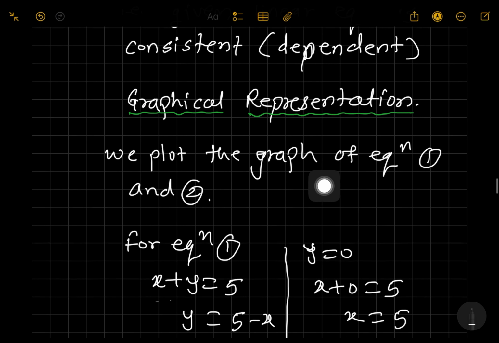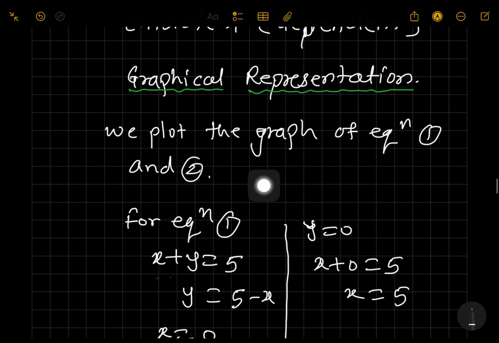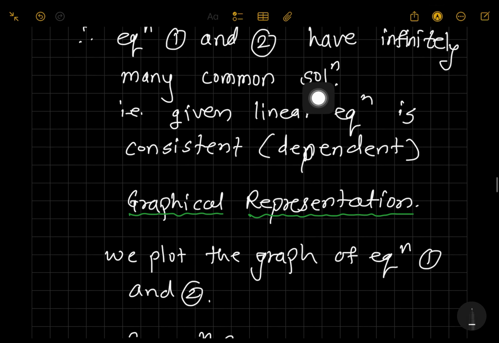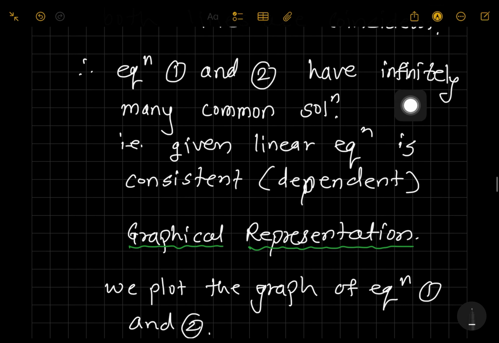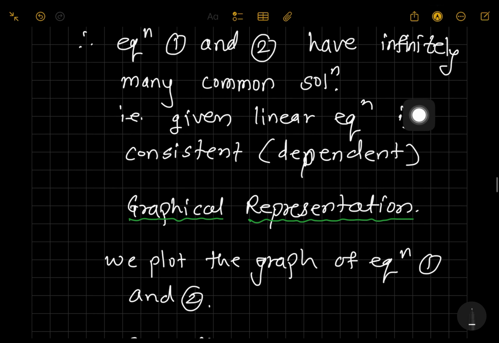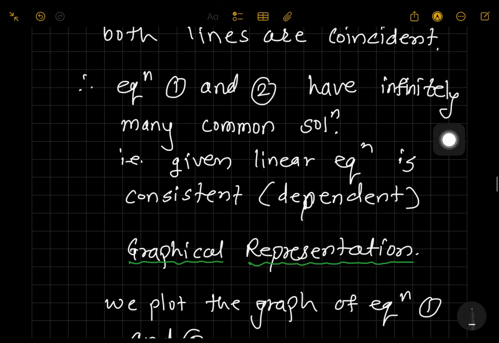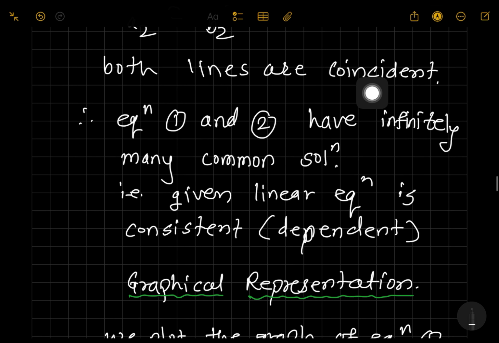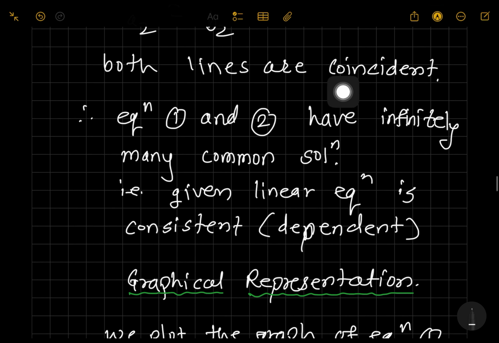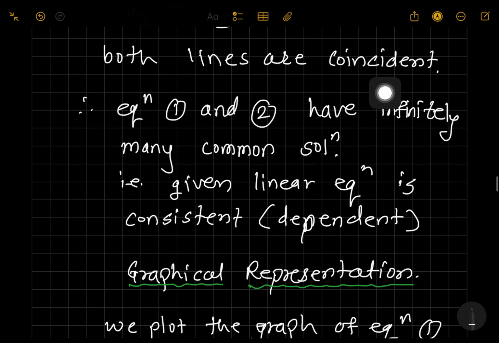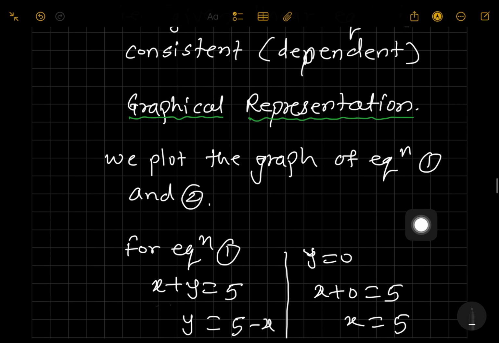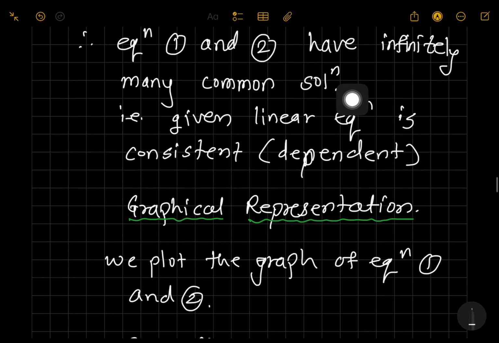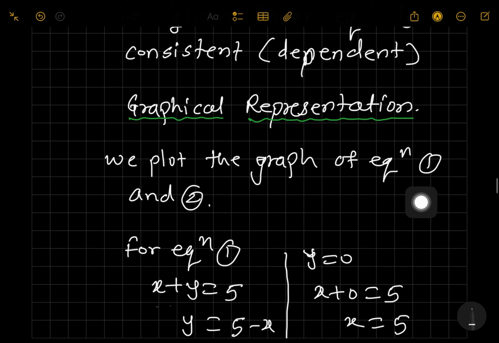We plot the graph of equation 1 and equation 2. But what does the exact solution mean here? The lines are coincident, so we will get infinitely many common solutions. It is only one line, because whatever values the equations give, they coincide. In intersecting lines we get exactly one solution, but here we are getting many common solutions.